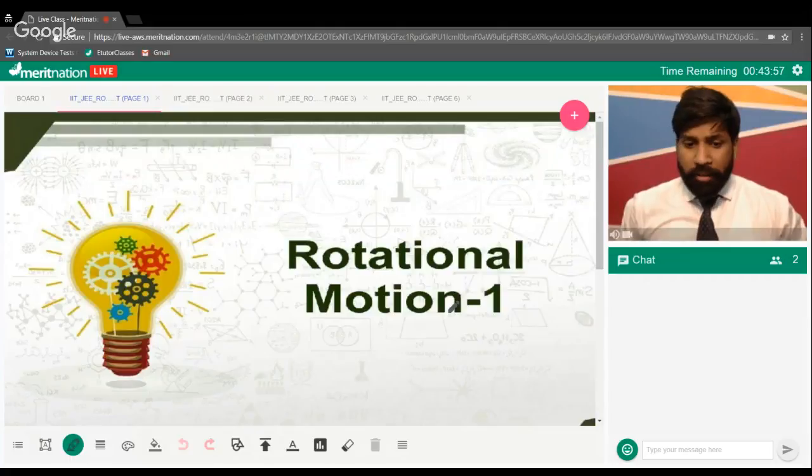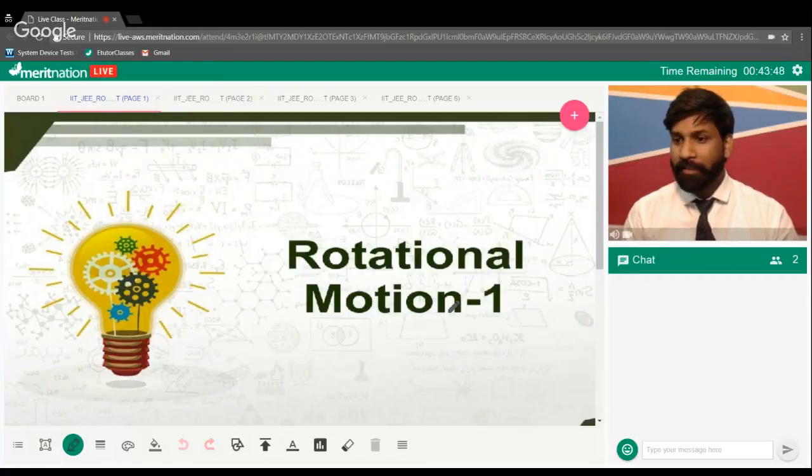So, students, this is our first session of rotational motion. So, we'll start in a minute. Okay, let's start now.